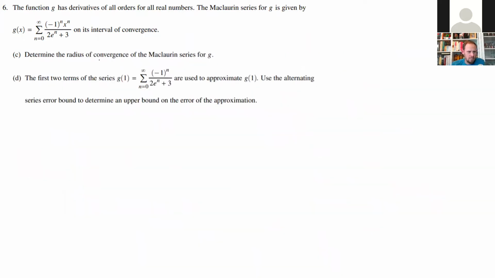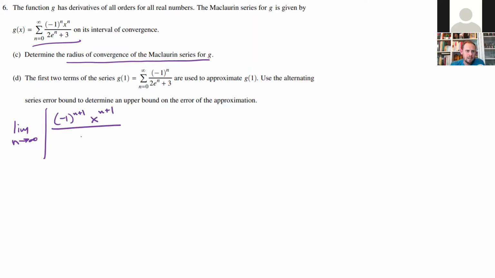2 more. Determine the radius of convergence for G. All right, well, there's G. Radius of convergence meant we were doing a ratio test. So for part C, we're doing the limit as n went to infinity of that whole thing, or we could do geometric, but it's not quite geometric, so it doesn't work. So this whole thing in absolute value with n plus 1s over 2e to the n plus 1 plus 3 times this guy flipped over.